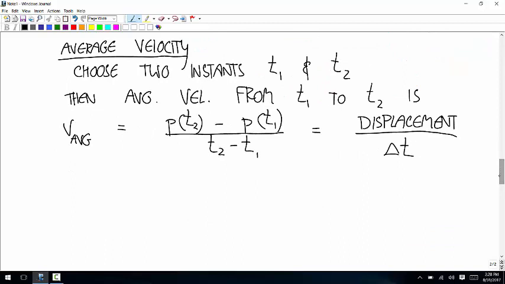Okay, so that's the average velocity, and let's think about what it looks like on a position versus time graph.